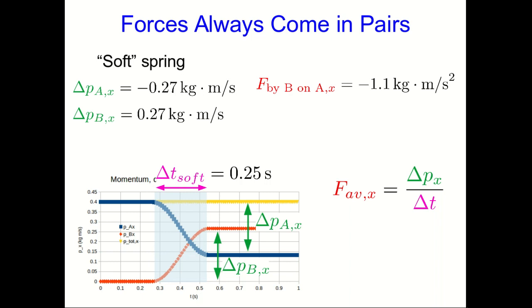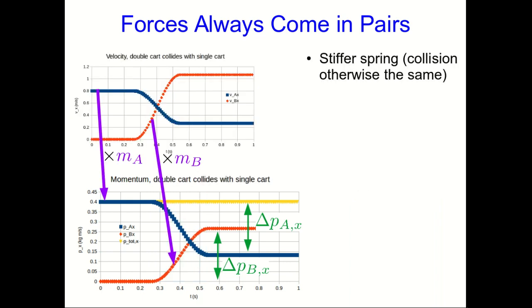Well, if you just plug these numbers through, you find that the force that cart B is exerting on cart A must be 1.1 kilogram meters per second squared in the negative x direction. And the force by A on B must be exactly the same magnitude, pointing in the other direction. Well, that exactly the same magnitude isn't a coincidence. Let's think about a stiffer spring.